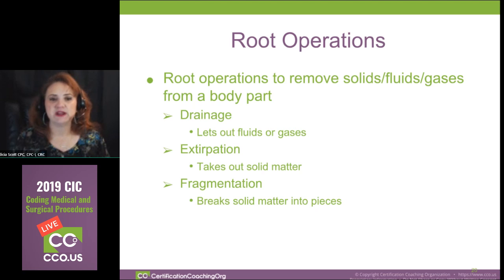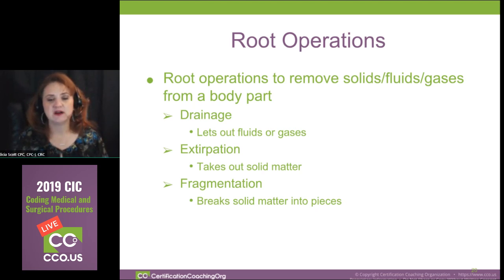What are the root operations that go in that second category? We're going to remove a solid, fluid, or gas from a body part. So we can do drainage, extirpation, and fragmentation. Because remember fragmentation, I said if you got a kidney stone, they can do the lithotripsy because they break a solid matter into pieces. What are other reasons you might do a fragmentation? Think of that. Write it in your notebook.